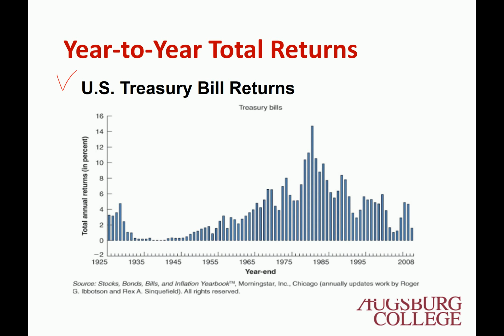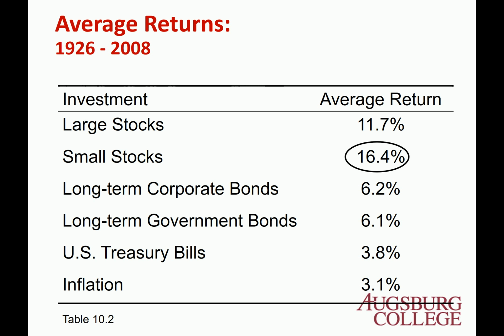Now T-bill, you never lose money. There's no losing. You always make money, but the range is pretty narrow and the expected return is pretty low. So again, there's no free lunch. The market gives you only the return that matches the amount of risk you take. This is again the average return for each asset class. Small stock is about 16.4% per year, and US T-bill is 3.8%.